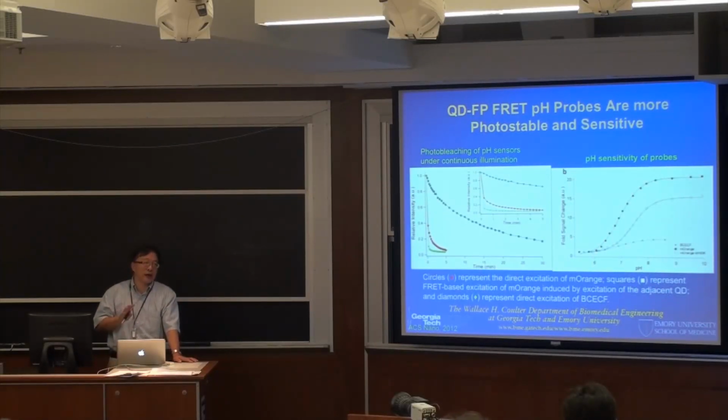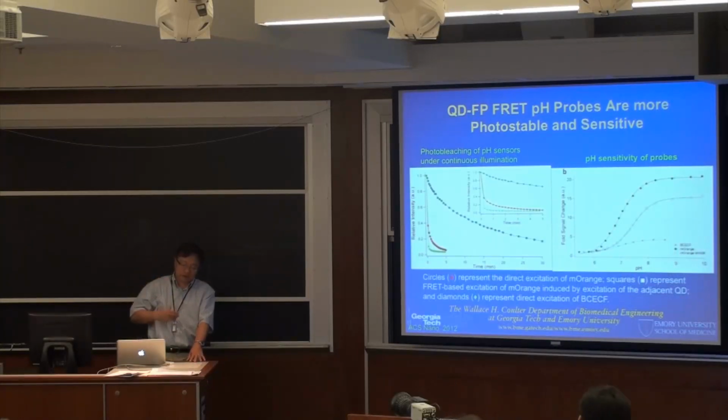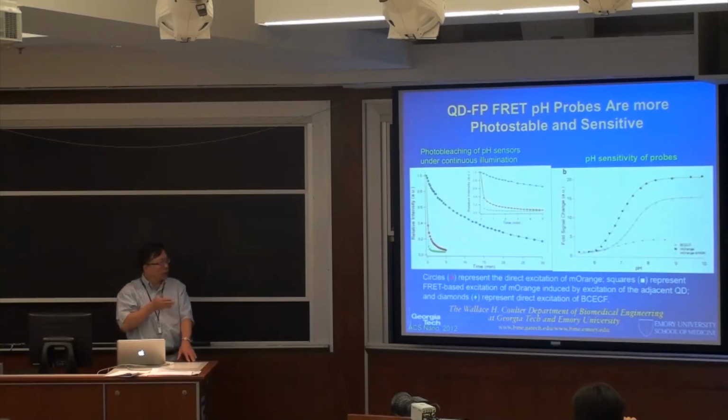The other major advantage is the fold difference in the range of pH 6 to pH 8. This is a comparison of the fold difference. With our probe, the fold difference is, as I mentioned, roughly 20-fold. With just mOrange, it's much lower, roughly just within the range of 5. So that means this probe could be much more sensitive.